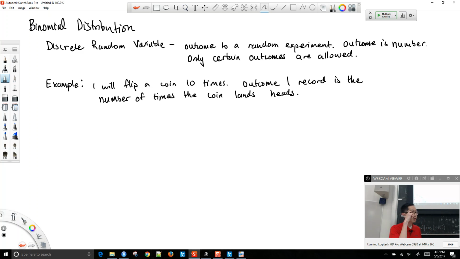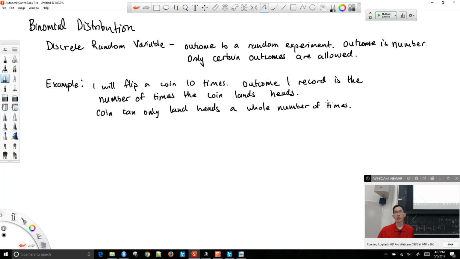Right? So in this case, only a whole number of heads is allowed. The coin can only land heads a whole number of times. It can only land heads 5 times or 6 times or 7 times. You cannot land heads 5.3 times or 5.16 times.